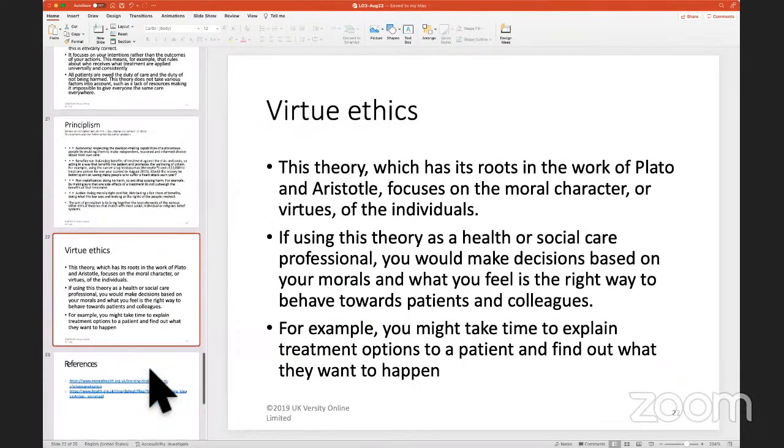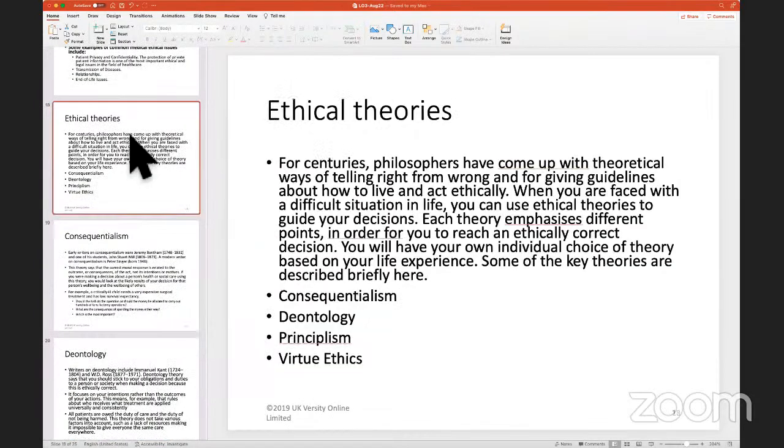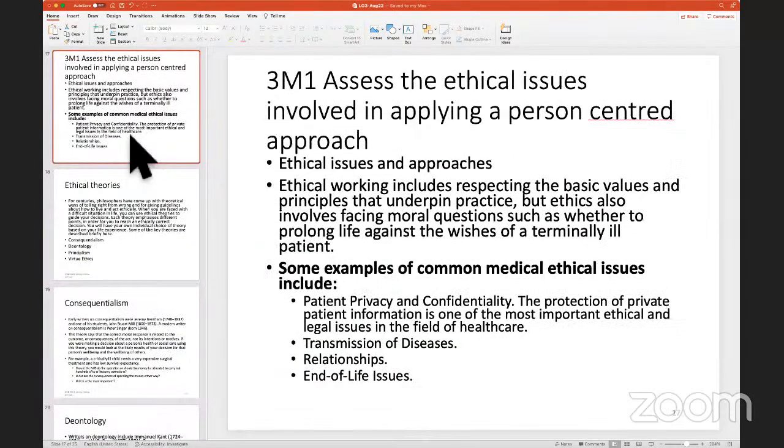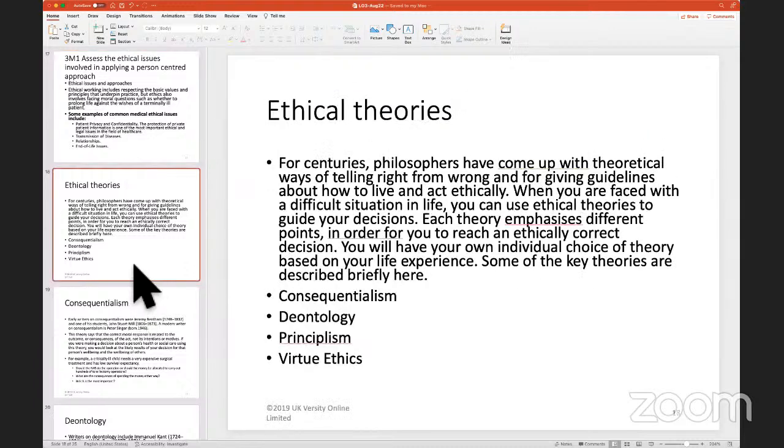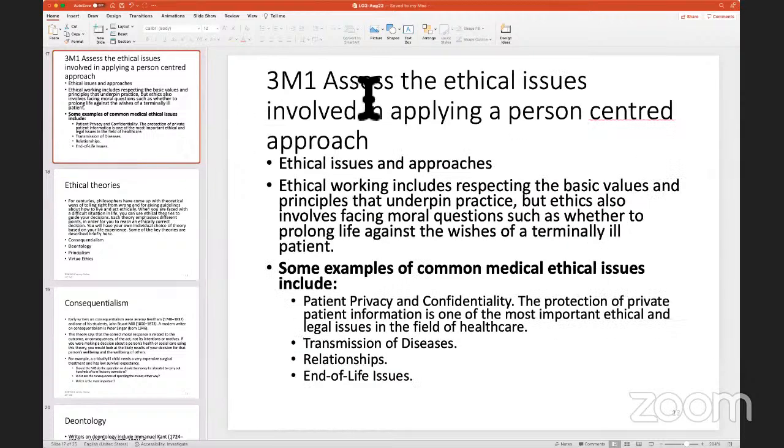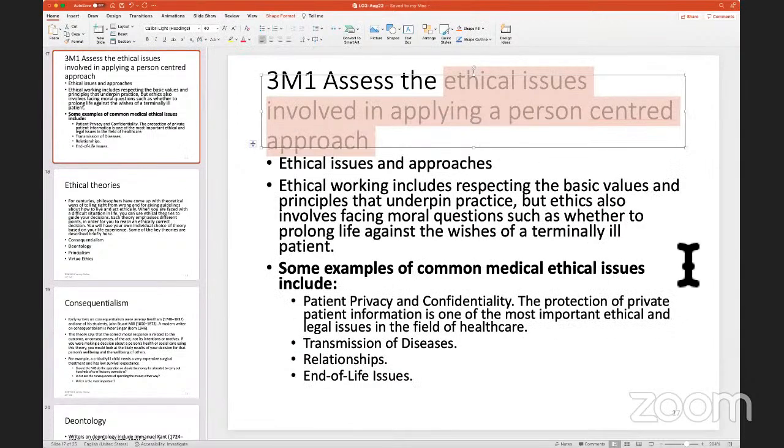What I would also suggest is that we need to be focused on understanding the ethical issues related to health and social care. But for additional reading, you could go into these additional slides to understand what the ethical theories are, and what has been proposed over the centuries and is now widely accepted when we talk about ethical standards, ethical dilemmas, and ethical issues which can arise in different situations. But we are focused on discussing ethical issues primarily in applying the person-centered approach.